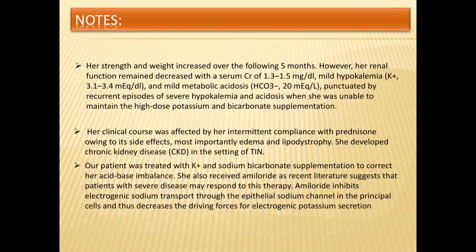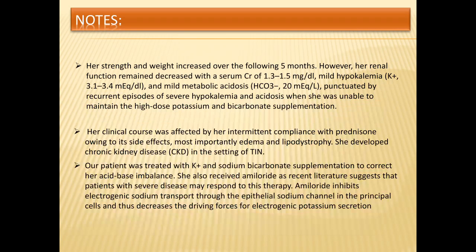In notes, after 5 months of therapy, her strength improved and weight loss decreased, but she may go through recurrent episodes of hypokalemia and acidosis when she is unable to maintain the high dose of potassium and bicarbonate supplementation. So she must continue her treatment and medicines with regular doses.